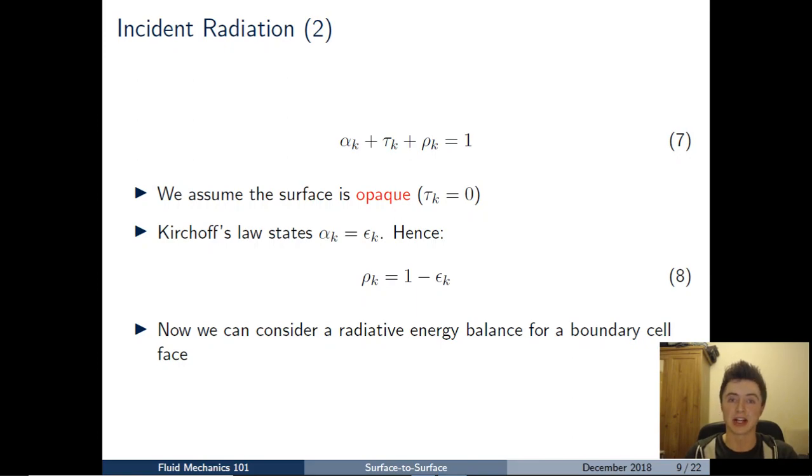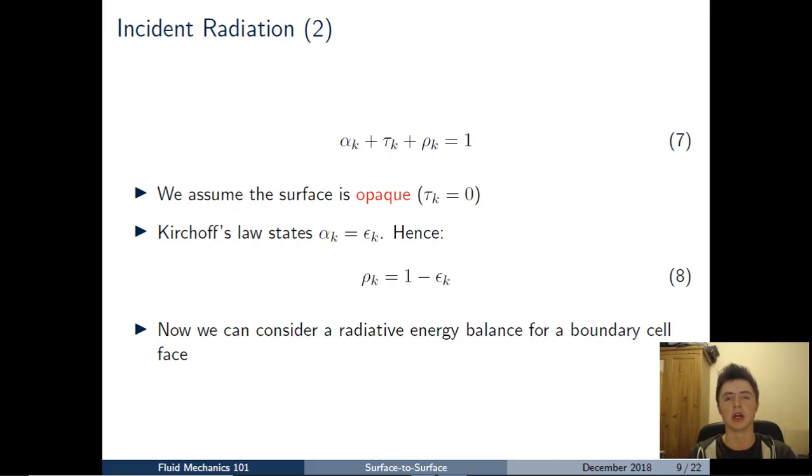So the next assumption that we use in the surface-to-surface radiation model is that all of our surfaces in our domain are opaque, and that means that they don't allow any radiation to pass through the cell at all. So all of the radiation is either absorbed or reflected. None of it is allowed to pass through the cell. And what does that mean? That means that we take tau k to be 0 in equation 7.